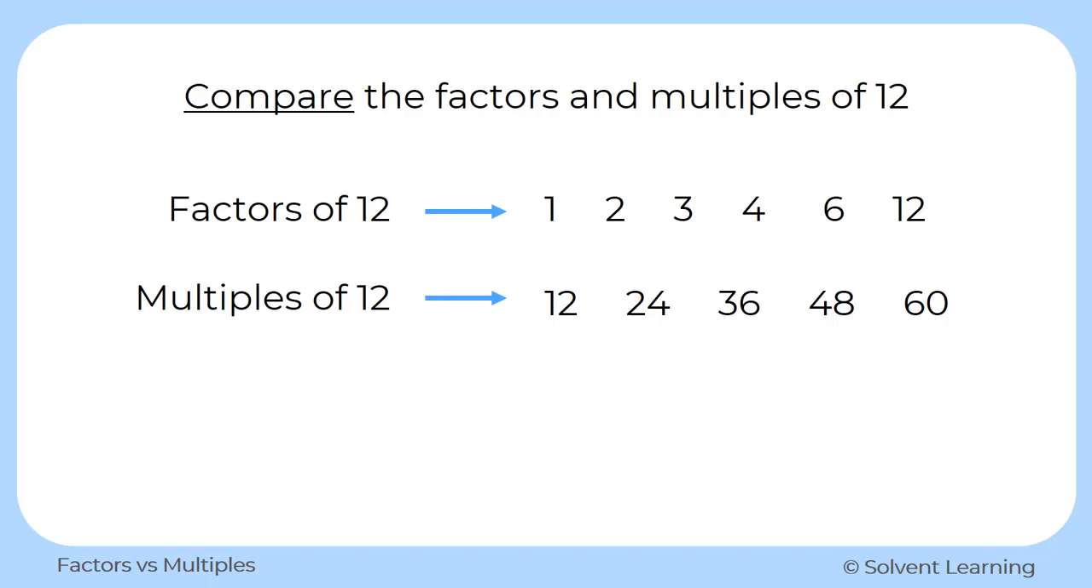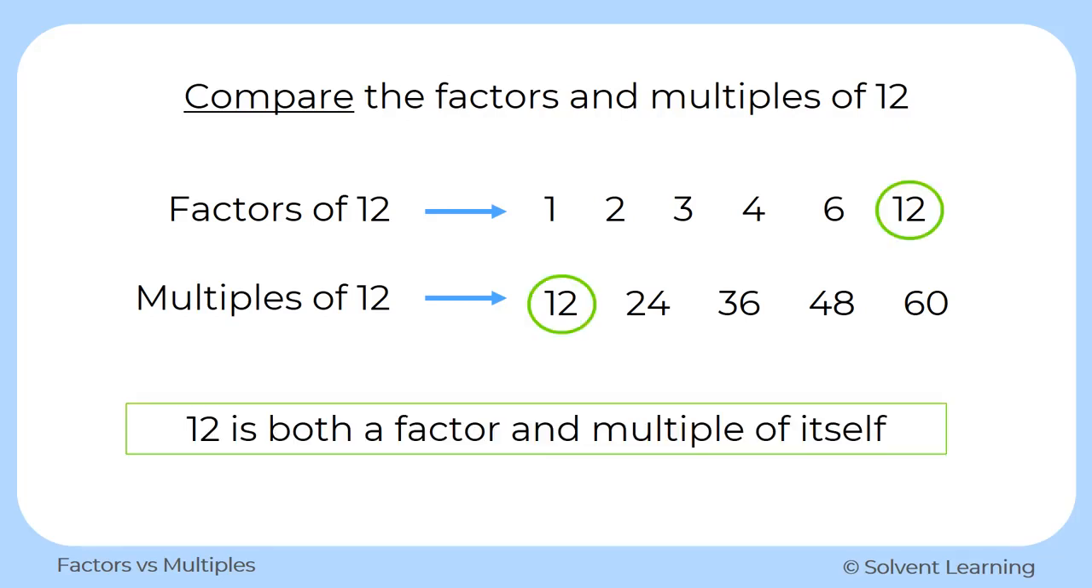So now we want to compare. We want to see what similarities they have. If we look at the list of the factors and multiples, they both include the number itself, the number 12. So we can say that 12 is both a factor and a multiple of itself. In fact, that works for any number. It's going to appear in its list of factors and in its list of multiples.